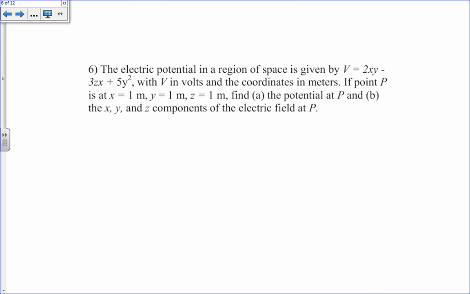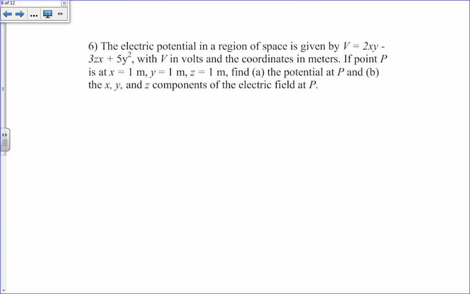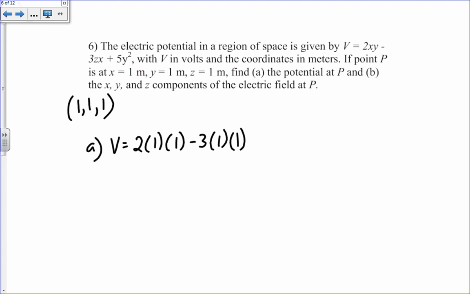All right, the electric potential in a region of space is given by this function. If P is at 1, 1, 1 meters, find the potential at P. Okay, well that's pretty easy. The potential is just equal to 2 times x, which is 1, times y, which is 1, minus 3 times z, which is 1, times x, which is 1, plus 5 times y squared, that's 1 squared. So it's 2 minus 3 is negative 1, plus 5 is 4 volts. All right, just plugging in the numbers, the position, into the function for the potential.